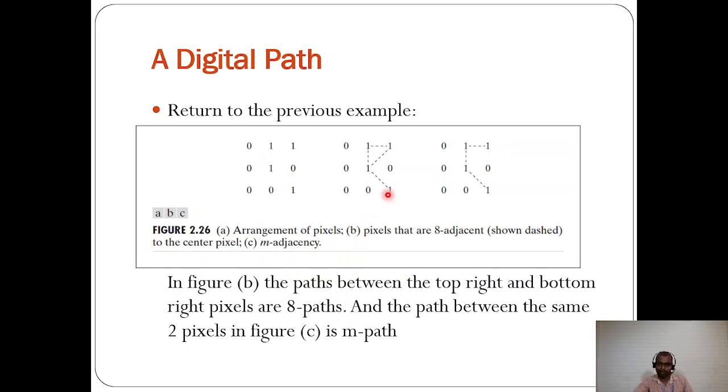Suppose this is p and this is q. So there is a path from here to here. Here this is p and this is q, so there is a path from this one to this one. If you take this as p and this as q, there is a path from p to q, by using m adjacency or 8 adjacency.